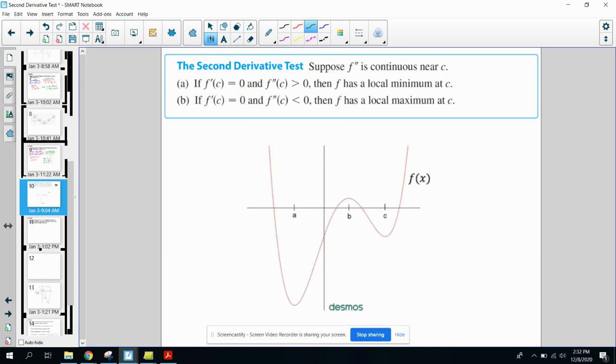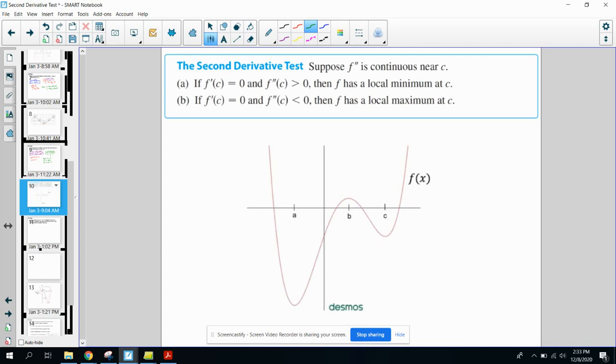So changing topic a little bit, we have the second derivative test. Now this corresponds with what we were doing the previous class with finding the local max and the local min. It seems a little bit confusing because the first derivative deals with the local min, local max, and the increasing, decreasing. And the second derivative deals with concavity.